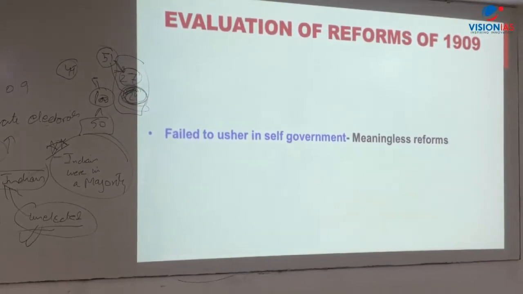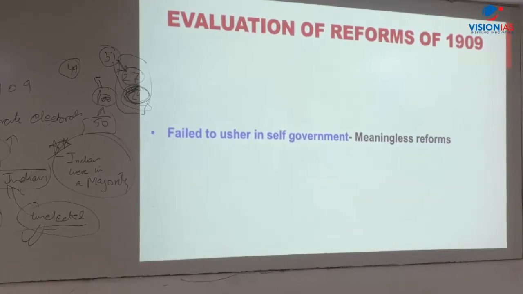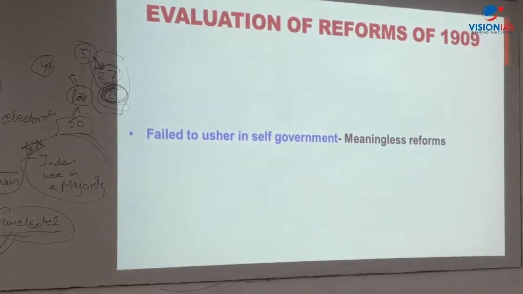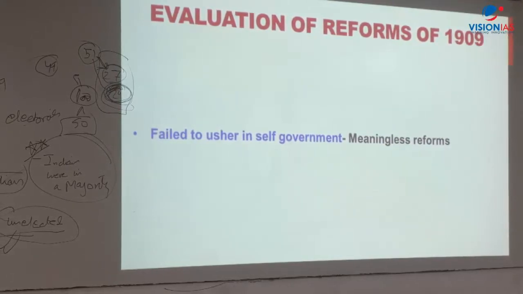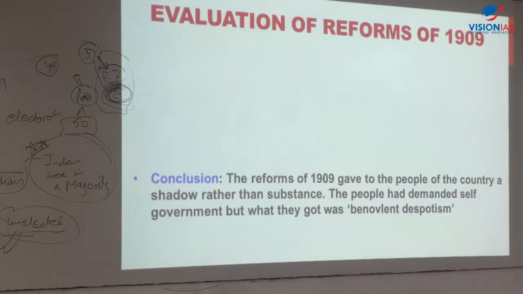Also, these reforms left the Indians dissatisfied, because the moderates were dissatisfied with both the pace and the substance of the reforms. They realized that even when the Legislative Council was expanded, it was not being granted any meaningful powers in the first place. So one evaluation of the reforms of 1909 was that they gave the people of the country a shadow rather than the substance of self-government. It gave them a shadow, meaning they were not significant in any meaningful manner. And while the people had demanded self-government, what they got was benevolent despotism.